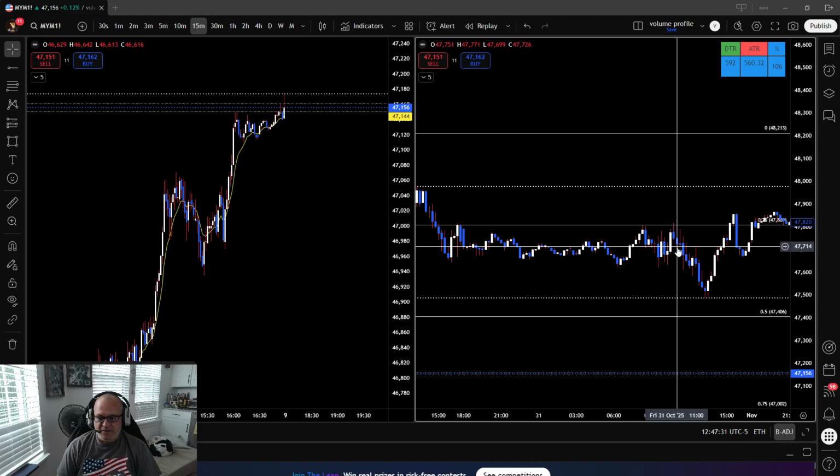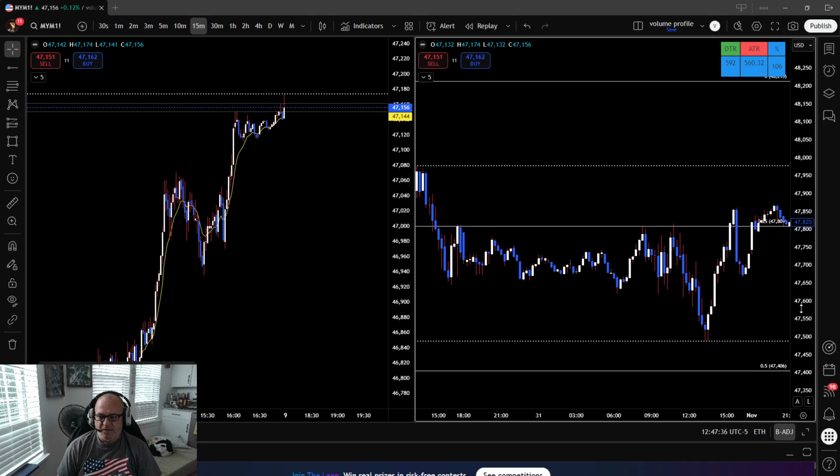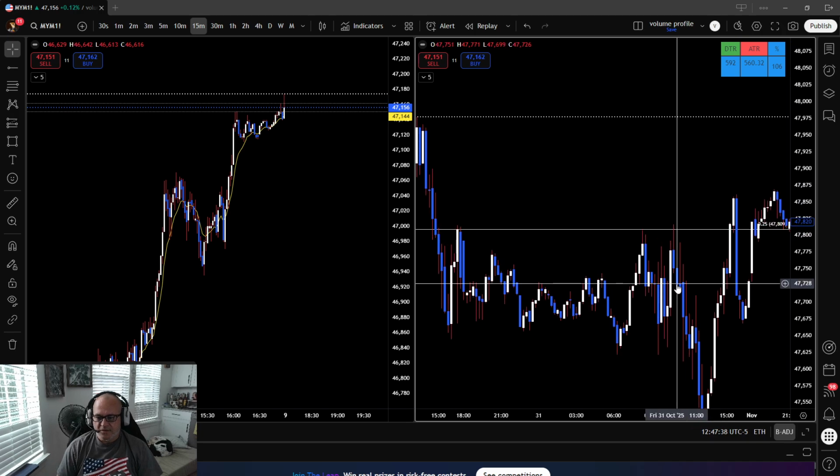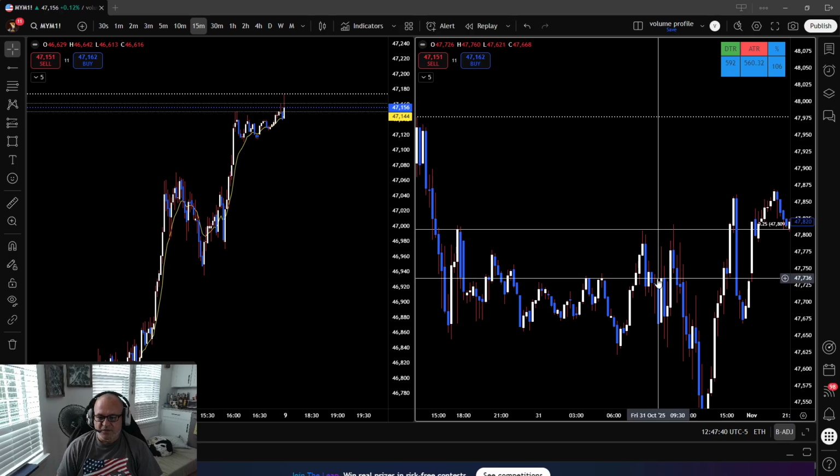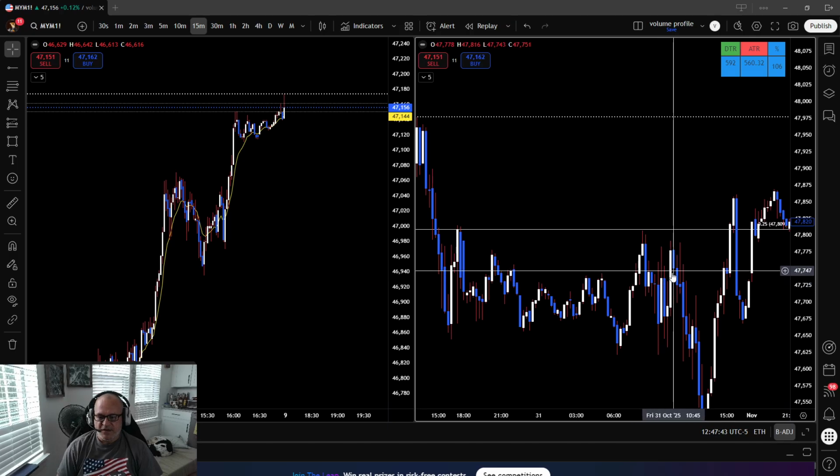Now, once that happens and we invert this little gap that was made here on the 15-minute, okay, so on the 11 o'clock candle, we invert this fair value gap. I am now looking for shorts on my 2-minute time frame.